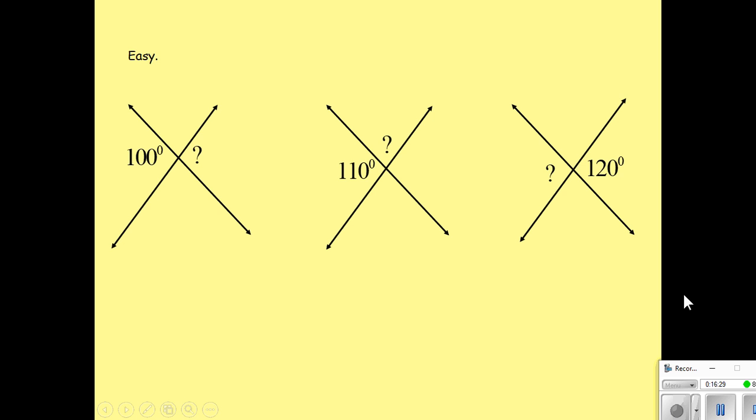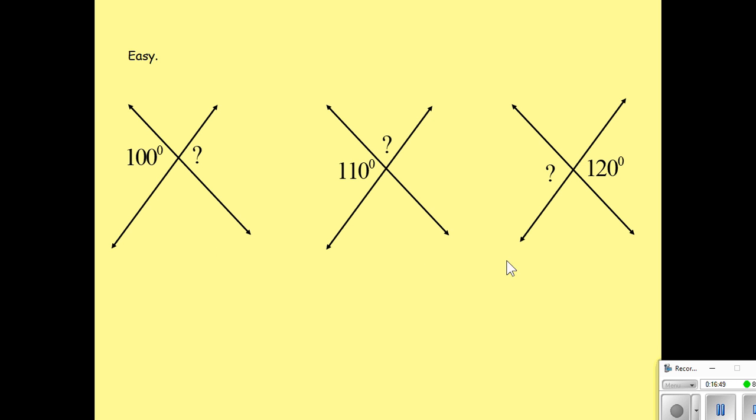So we're going to take a quick look at some easy, medium, and hard problems that involve two lines intersecting and creating four angles. Remember, angles across from each other are vertical angles. They have the same measures. They're congruent. Angles next to each other form a linear pair. They add to 180 or are supplementary. That's what it means to add to 180.